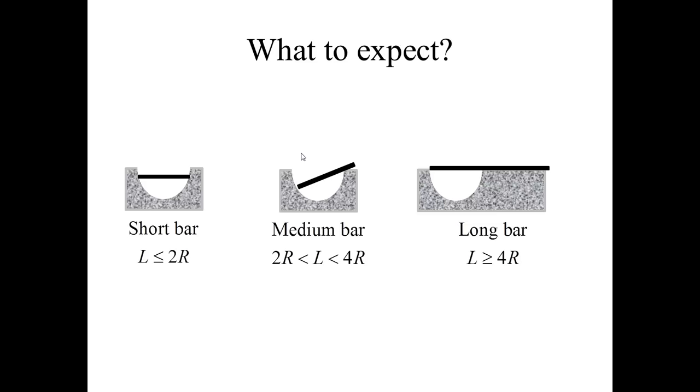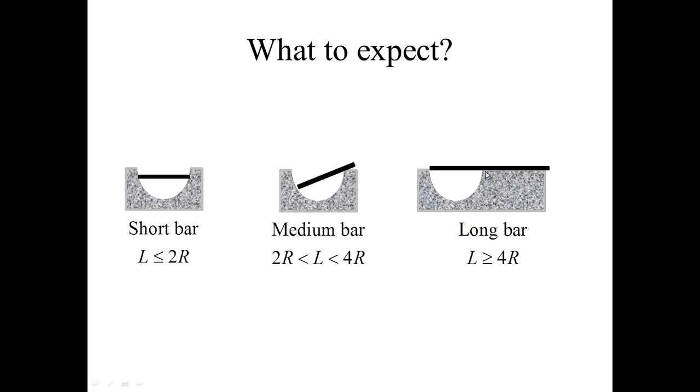First, let me say that there are two possible scenarios. In the first scenario, the bar is short. Its length is less than the diameter. In this case, the bar will rest horizontally, somewhere below the floor level. On the other hand, if the bar is very long, the bar will still rest horizontally, but in this case, at the floor level.